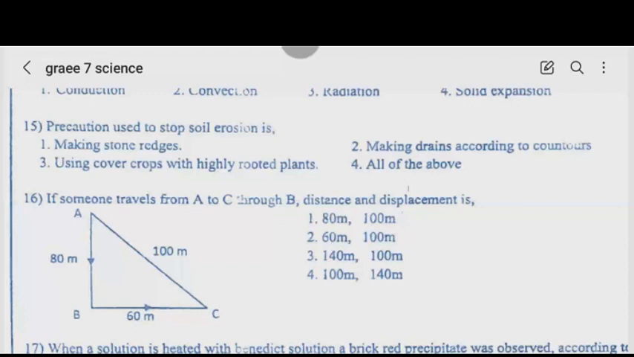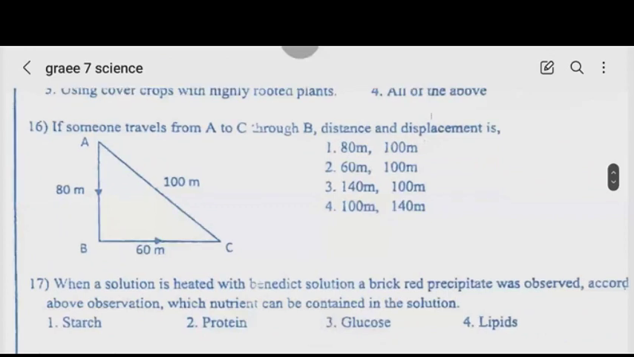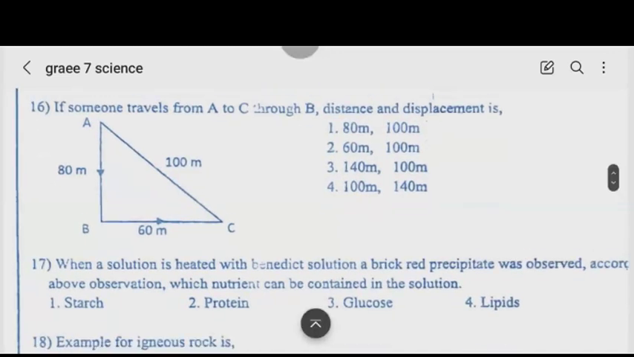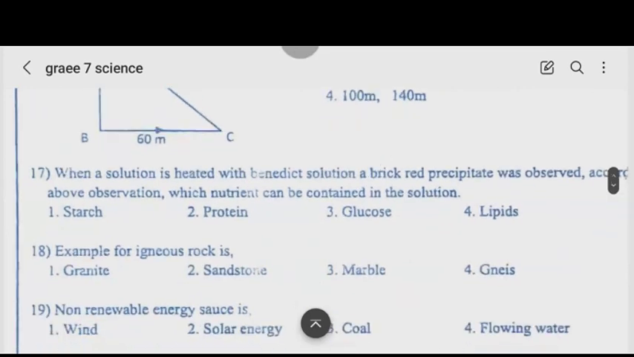So Sashmika, now tell me, what is the displacement? Displacement is from the starting place to the end place, the linear length. So find the displacement. 100 meters. Very good. It's 100 meters. So what is the answer for the 16th question? Third one. Very good. The third one is the answer for the 16th question.